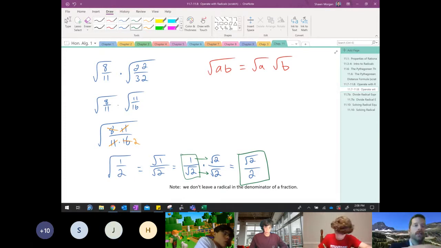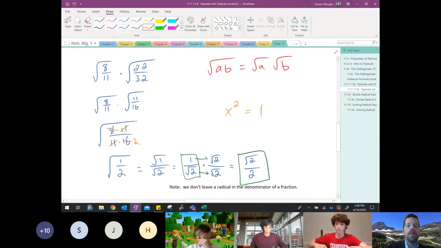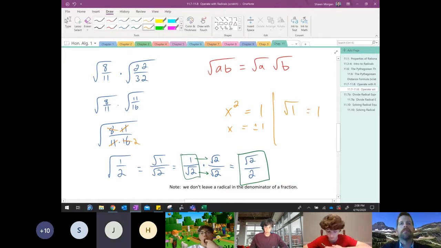Now, Jack, if you had the equation x squared equals 1, then you're absolutely right. You would say x equals plus or minus 1. But if I just gave you the square root of 1, then that would equal 1 and only 1. Okay? Right?